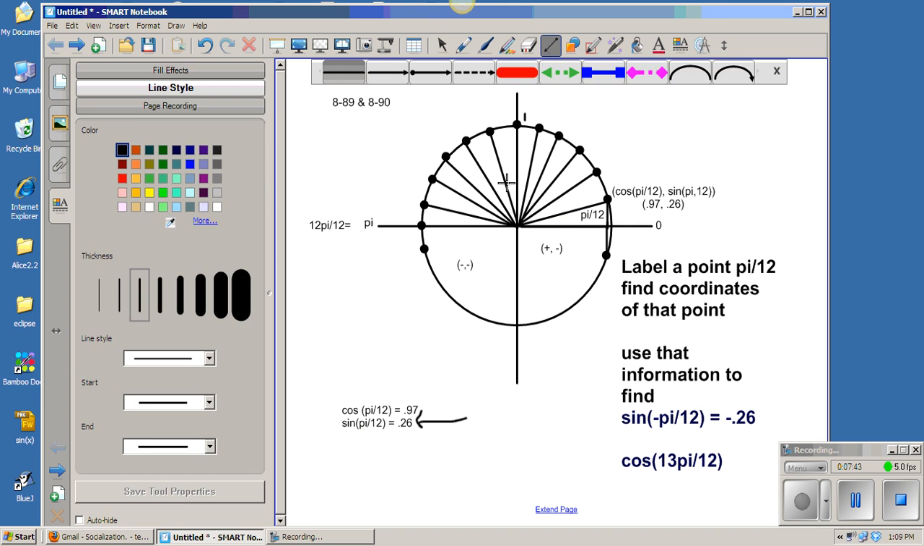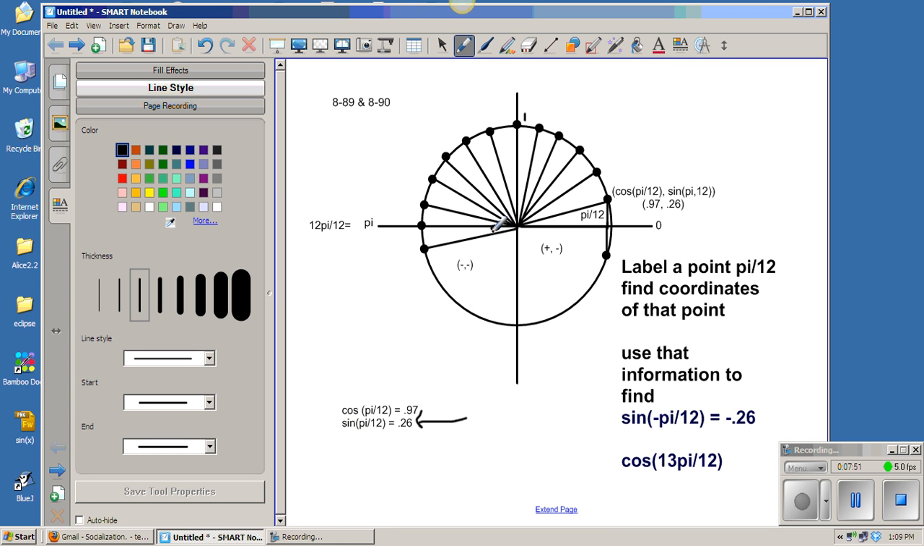My angle is still the pi over 12 angle, because this angle here still makes an angle of pi over 12. It's just that now if I'm looking for the cosine of this angle, 13 pi over 12, it's exactly the same as the negative cosine, because I'm in the negative, of pi over 12. So the answer here is also going to be negative 0.26. And so that's how they wanted you to do number 890.